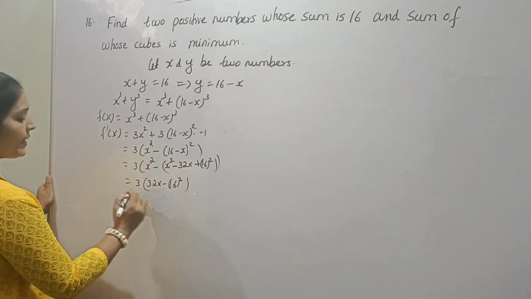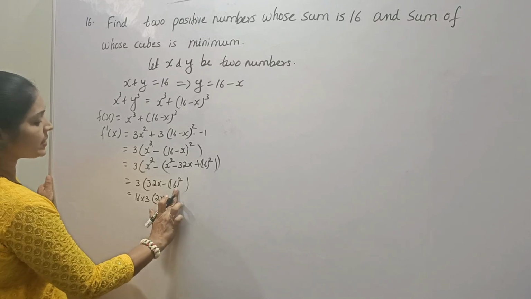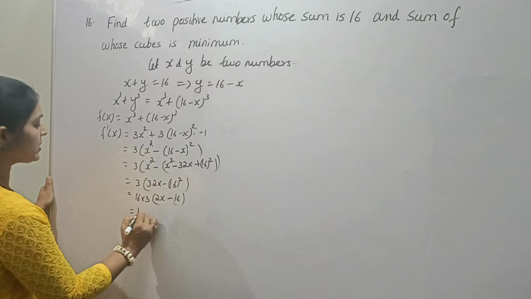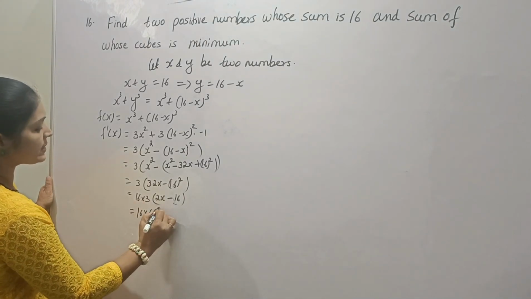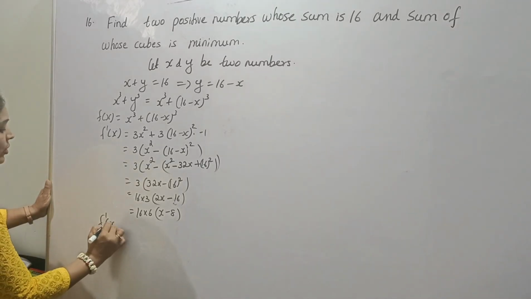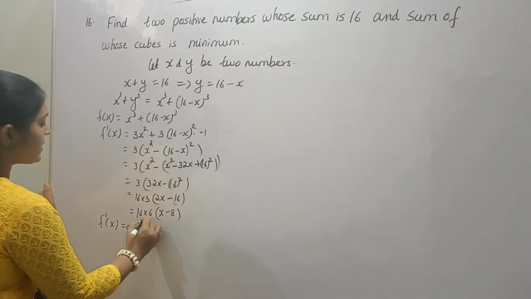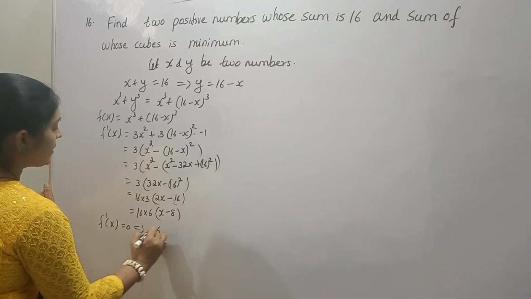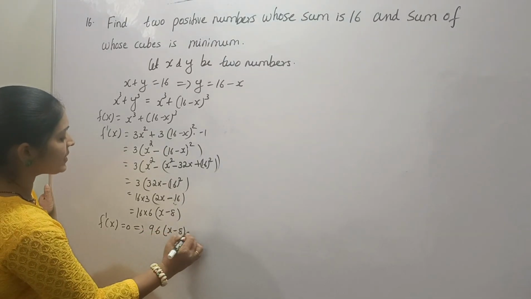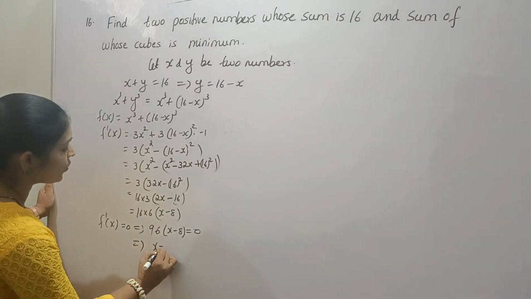Here 16 is common, let's take it out. 16 into 3, here 2x minus 16. Again we can take 2 outside, so it will be 16 into 3 into 2, 6, x minus 8. So f dash of x is equal to 0 implies 16 into 6, that is 96. So 96 into x minus 8 is equal to 0. That implies x minus 8 is equal to 0, which implies x is equal to 8.